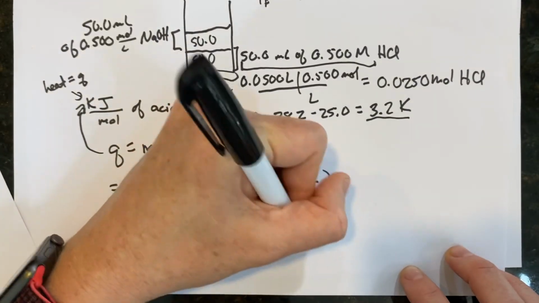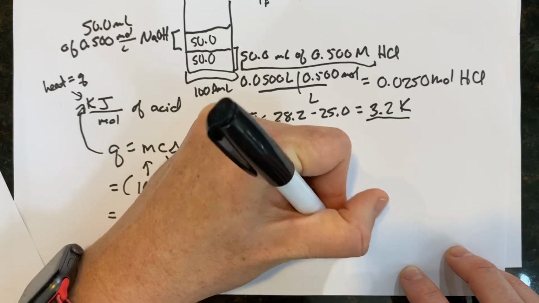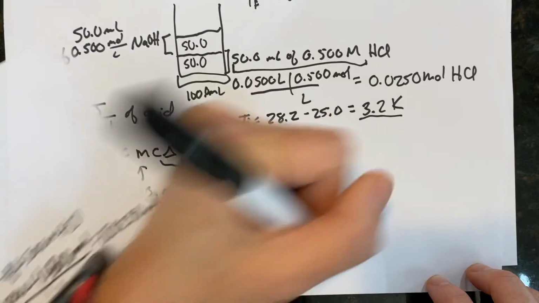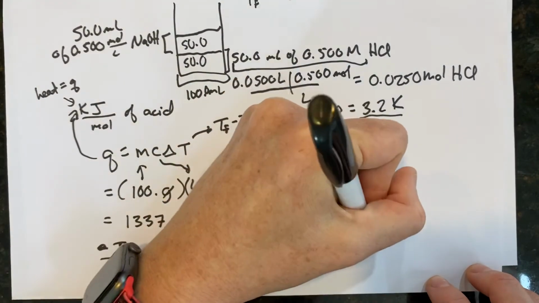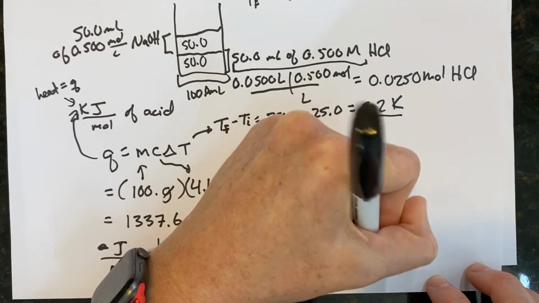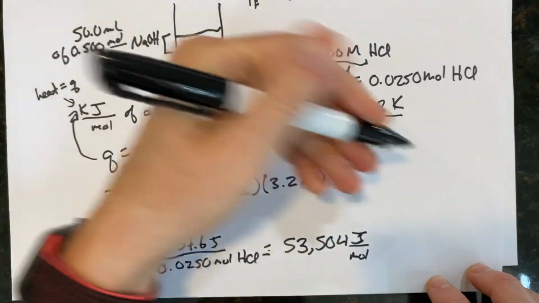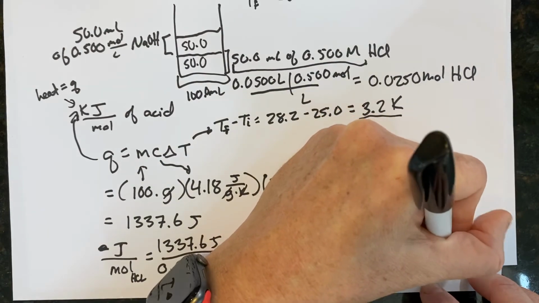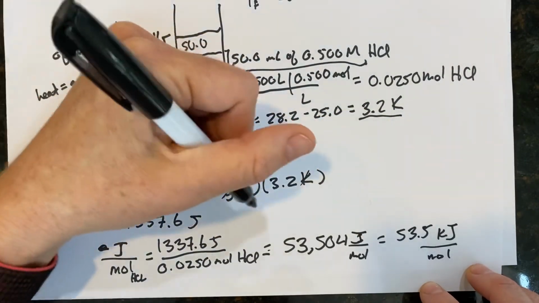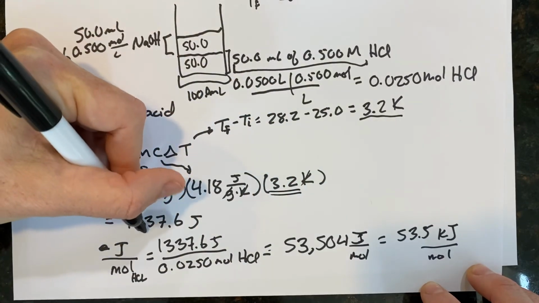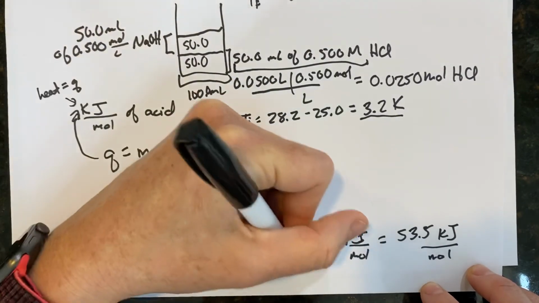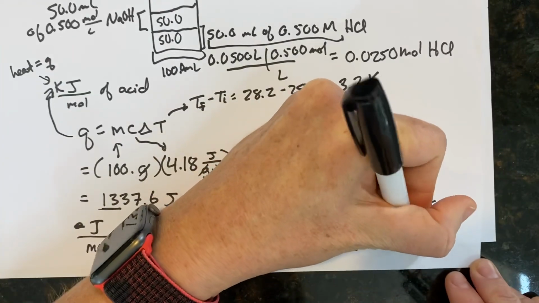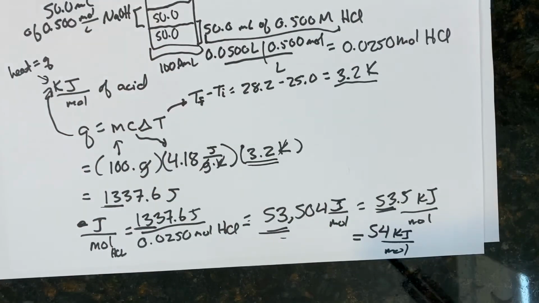And you end up with an answer of 53,504, I think. In other words, that's in joules per mole. In kilojoules per mole, you just move it over 3 times: 53.5 kilojoules per mole. You might want to go back and pay attention to the fact that this only had 2 sig figs. This should only have 2 sig figs, and you get 54 kilojoules per mole. Hope that helps.